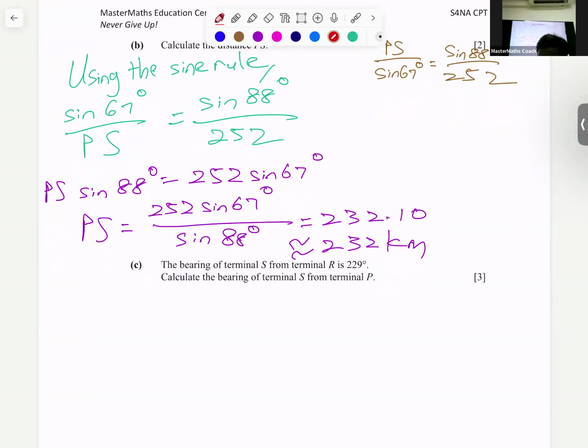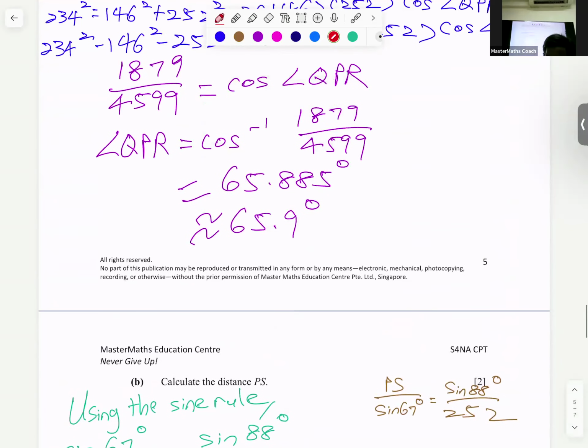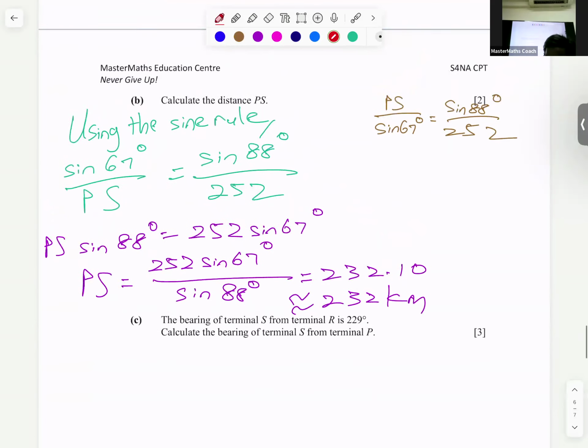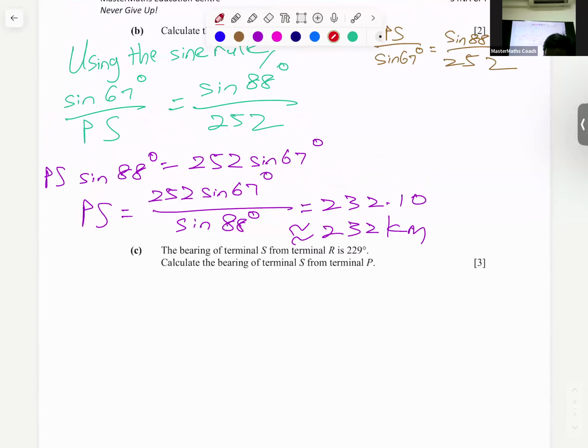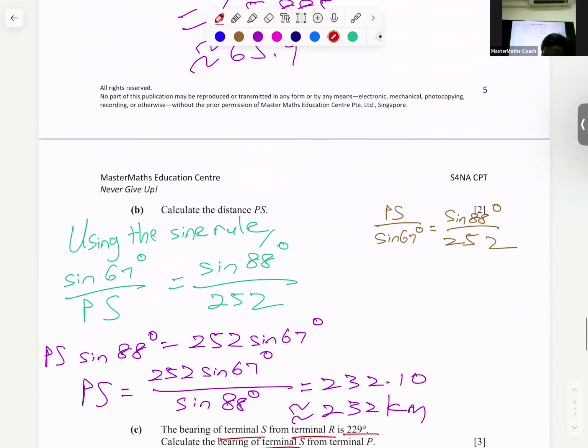Okay, next one. All right, bearings. The bearing of terminal S from terminal R is 229 degrees. Calculate the bearing of terminal S from terminal P.